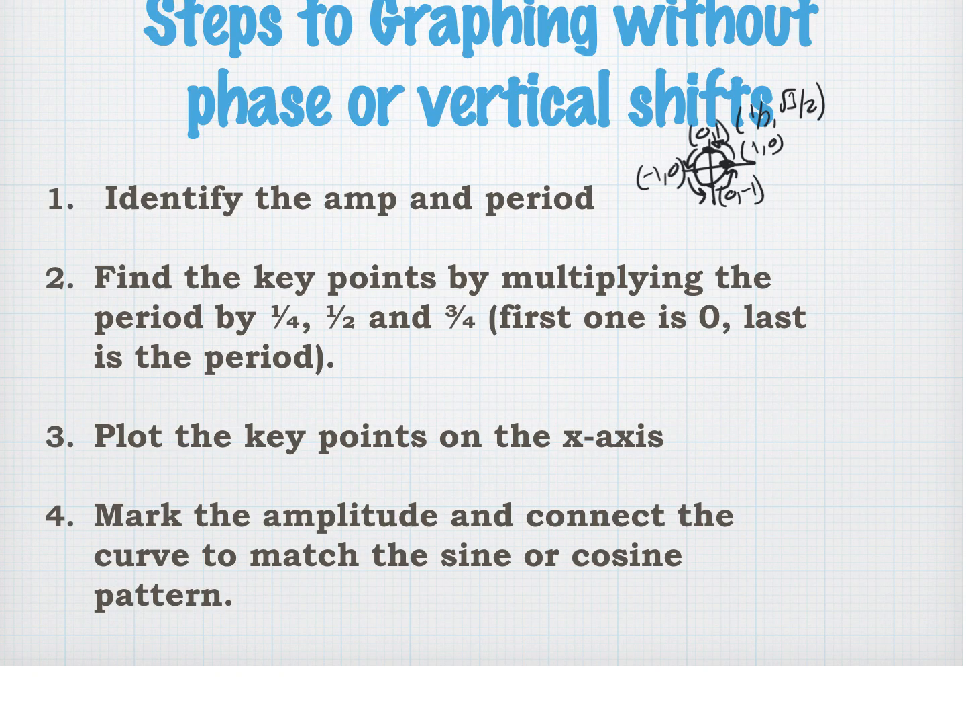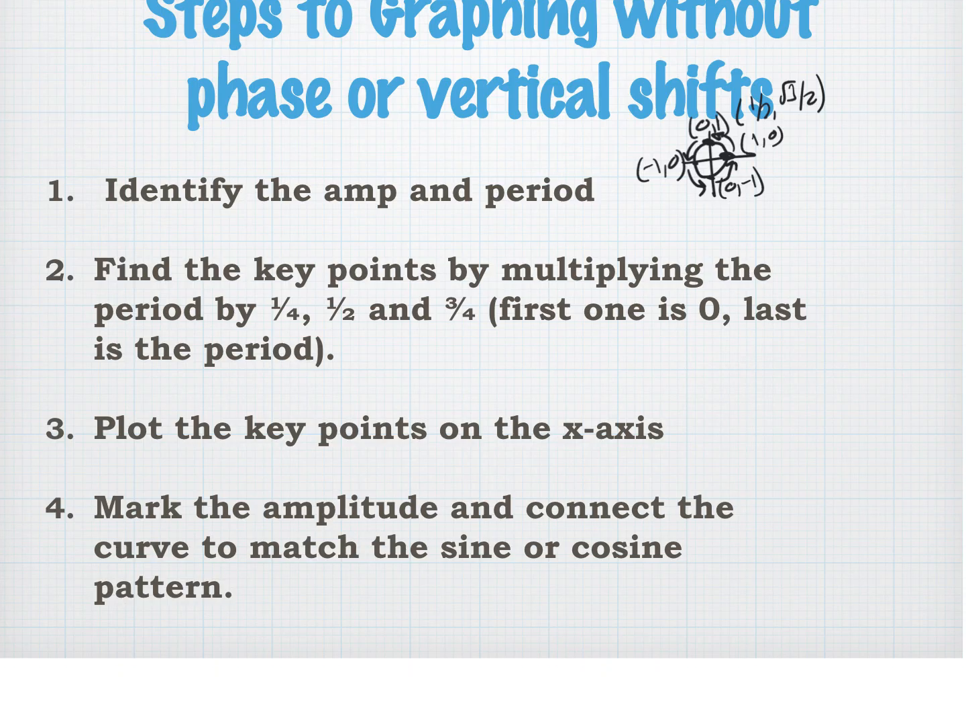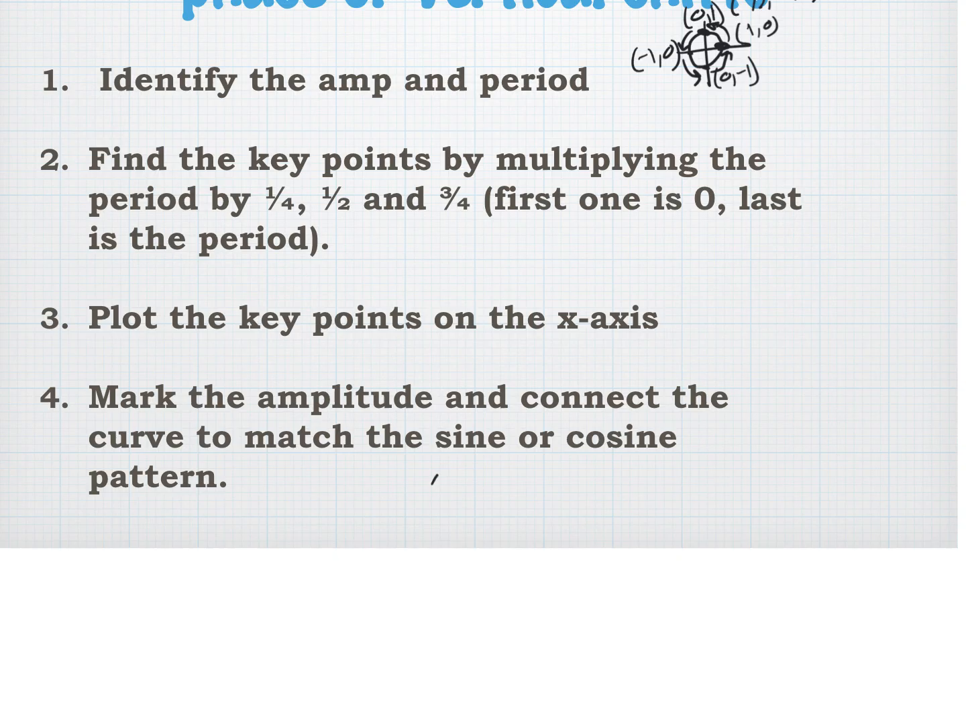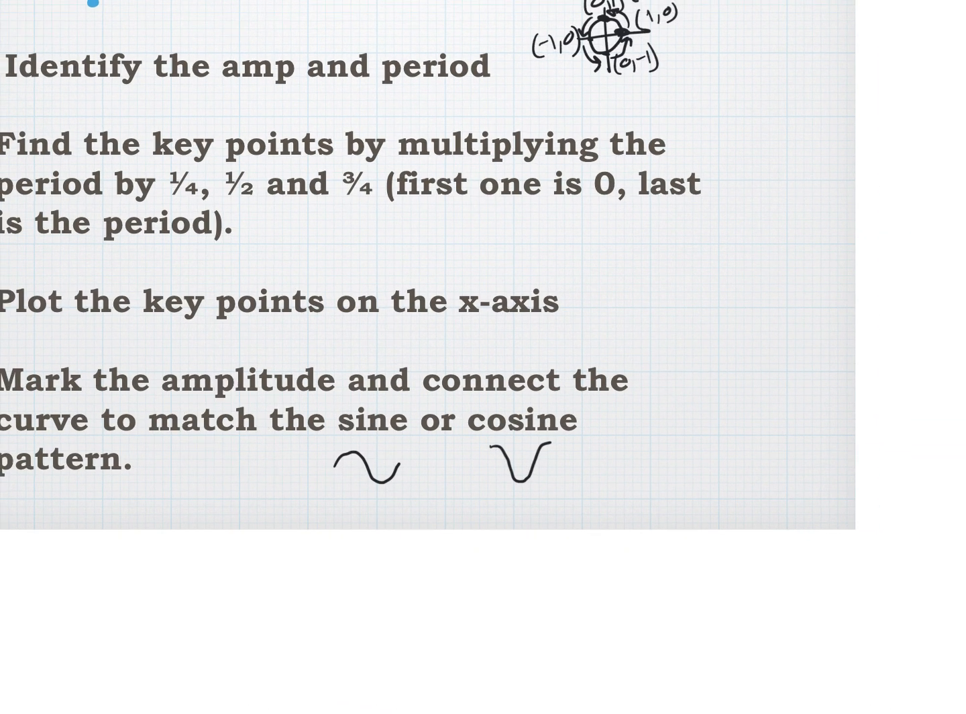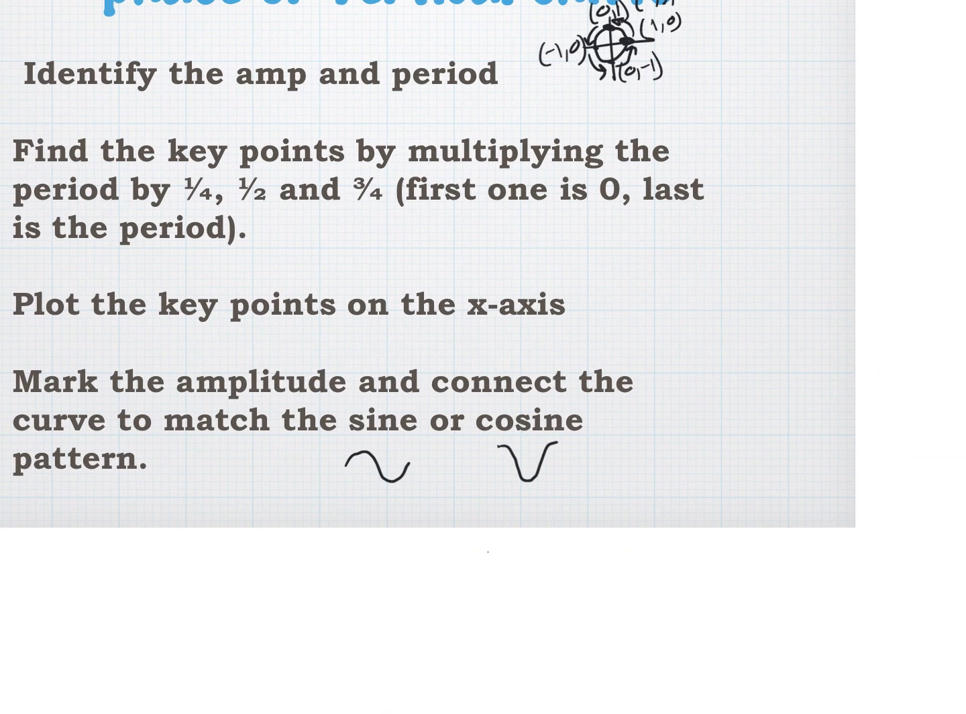You plot the key points on the x-axis, you mark the amplitude, and then you match the sine or cosine pattern, right? Like I said, sine starts in the middle and then ends in the middle. Cosine starts at the amplitude and then ends at the amplitude. Or let's say it's reflected, then cosine is going to start at the bottom and then end at the bottom, and then sine is going to start in the middle, go down and then up, and then end back in the middle. All right, this is all going to make sense once I do some examples.